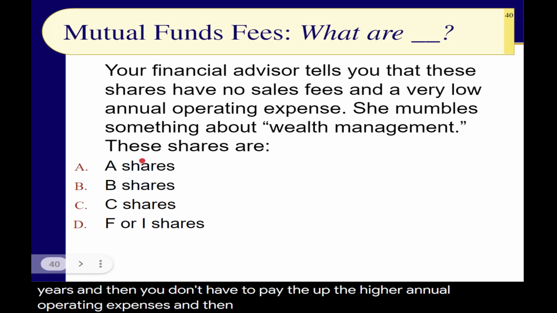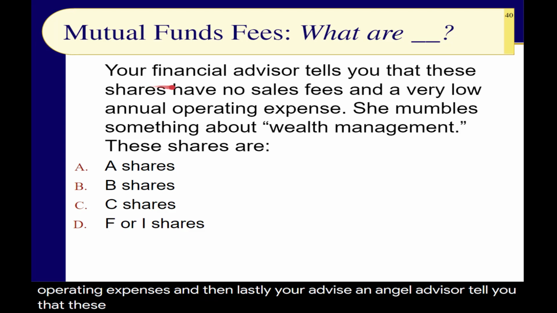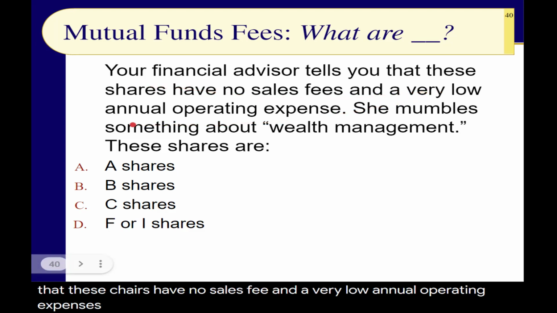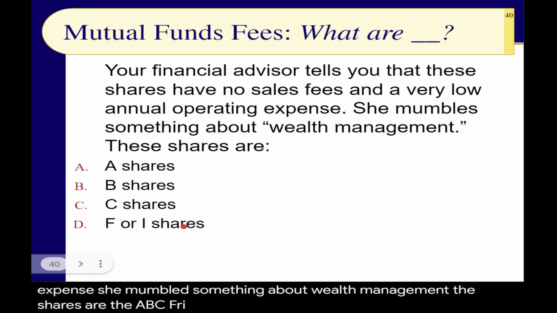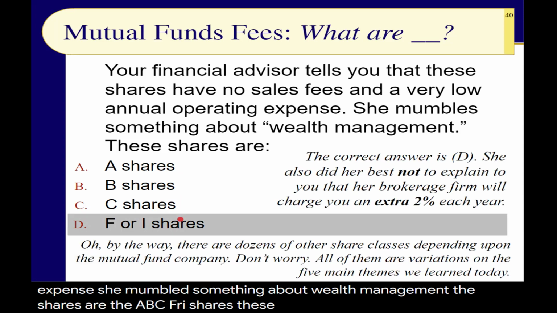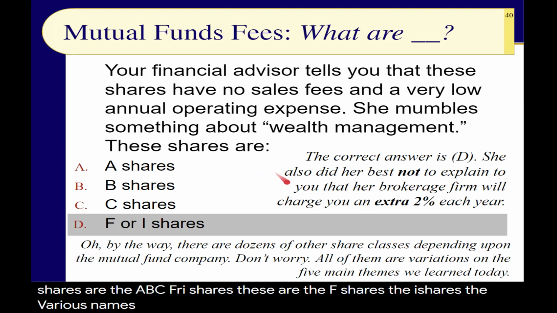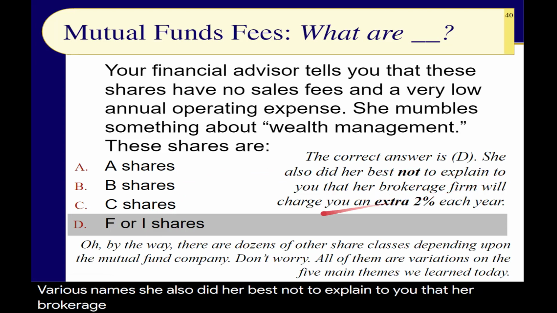And then lastly, your financial advisor tells you that these shares have no sales fee and a very low annual operating expense. She mumbles something about wealth management. These shares are the A, B, C, F, or I shares? These are the F shares, the I shares, the advisor shares, the assets under management shares. They go by various names. She also did her best not to explain to you that her brokerage firm is going to charge you an extra 2% each year.